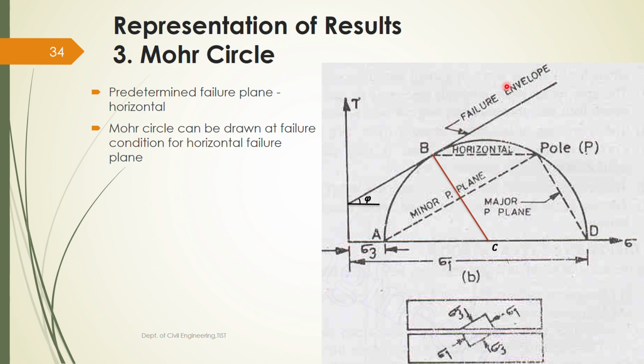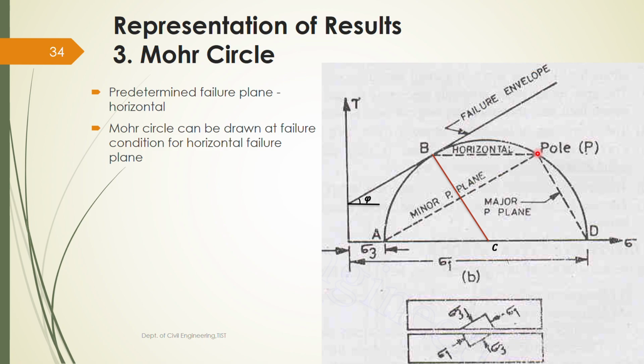Now how to get the minor and major principal planes? From B, draw a horizontal line because the failure plane is horizontal, isn't it? So we draw a horizontal line and this horizontal line will meet the Mohr circle at point P. This point is known as the pole. We have studied about the pole in the previous video. As the failure plane is horizontal, if you draw a line from B horizontally, that line will meet the Mohr circle at the pole.